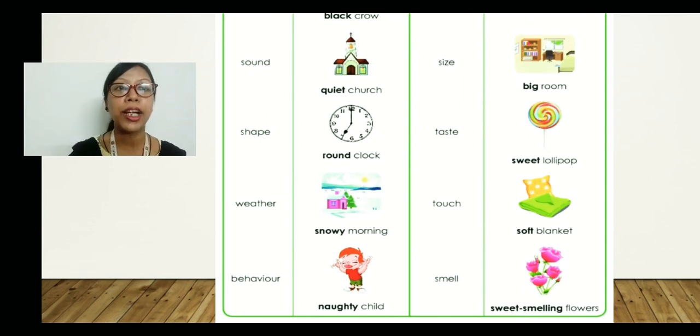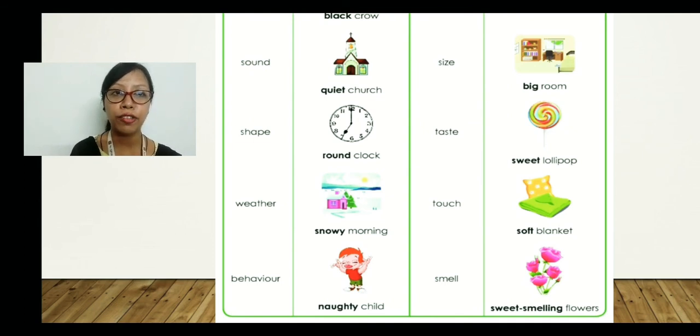Then we have sweet lollipop. Now without tasting it, we don't know whether it is a sweet or a sour lollipop, right? So therefore the quality will be taste. So the adjective of quality for lollipop will be taste. Then snowy morning, sunny morning, rainy day. So what does it identify? What does it tell us? It tells us about the weather, how the weather is going to be or how the weather is. So the adjective of quality is weather.